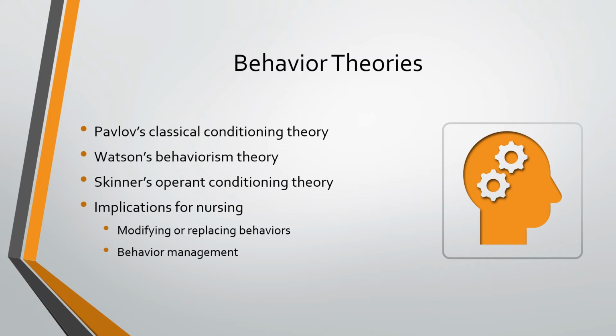Watson was also a behaviorism theorist. Watson contended that personality traits and responses, the adaptive and maladaptive, were socially learned through classical conditioning. If you see in the book, there's kind of an odd example in there, but it actually works. He experimented with a 9-month-old that really loved animals.